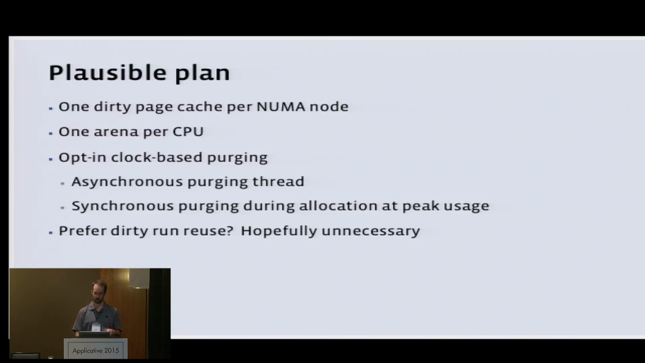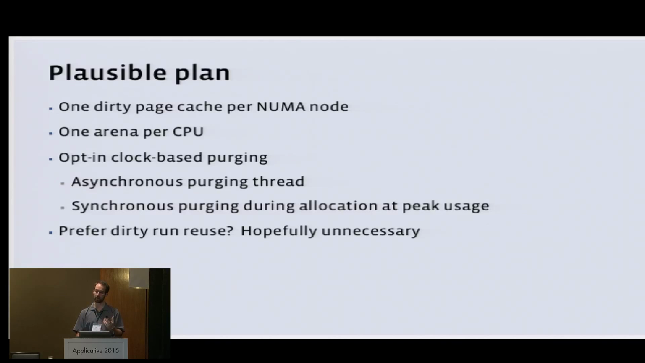So it'll be easy for people to opt in, but it has to be opt-in. And then, as I mentioned a little bit ago, we have to do some synchronous purging if we hit the peak usage. So we're going to want some mechanisms in there to prevent that situation from coming up, kind of in the common case.